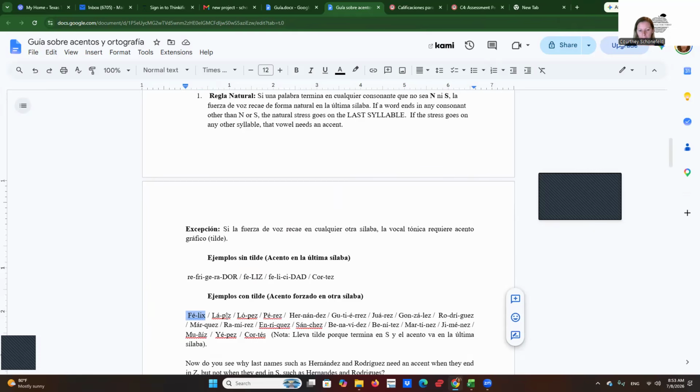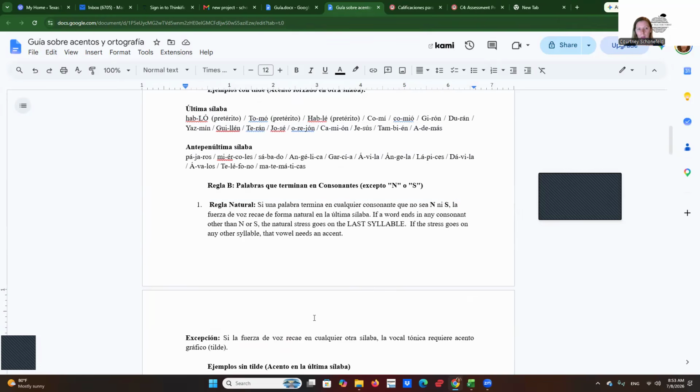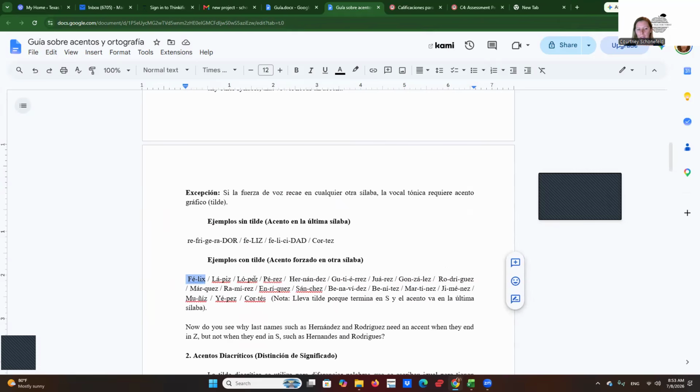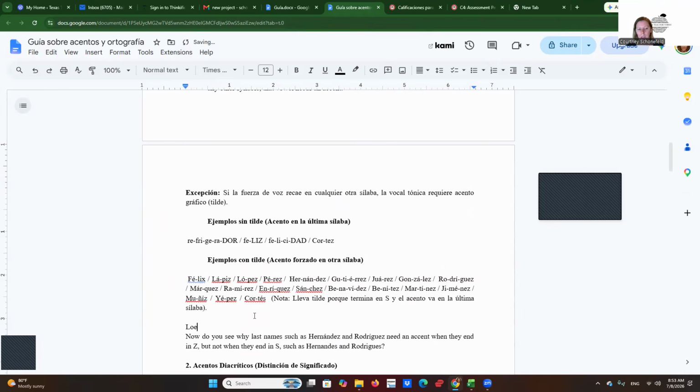This is my favorite part of the lesson, last names in Spanish. So let's look at these names, López, Pérez, Hernández, Gutiérrez. Whenever they end in a Z, they're breaking the rule. López, Pérez, Hernández, Gutiérrez. We're stressing the second to last syllable. Remember, if it ends in a Z, we're supposed to stress the last syllable, but we don't say Lopéz, we say López. But what about when these same last names end in an S?